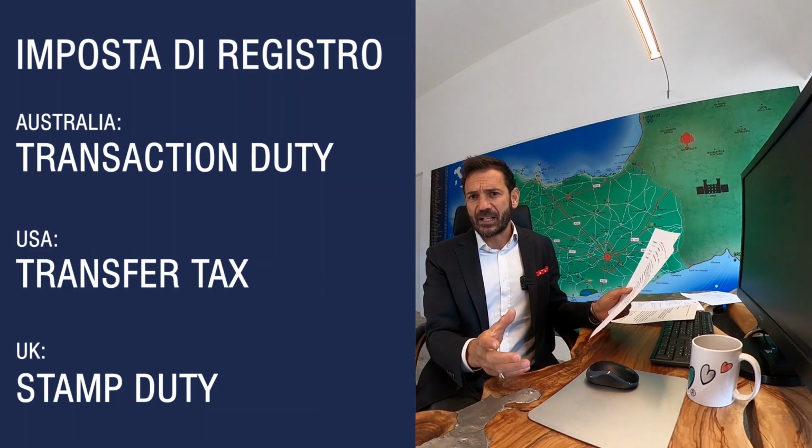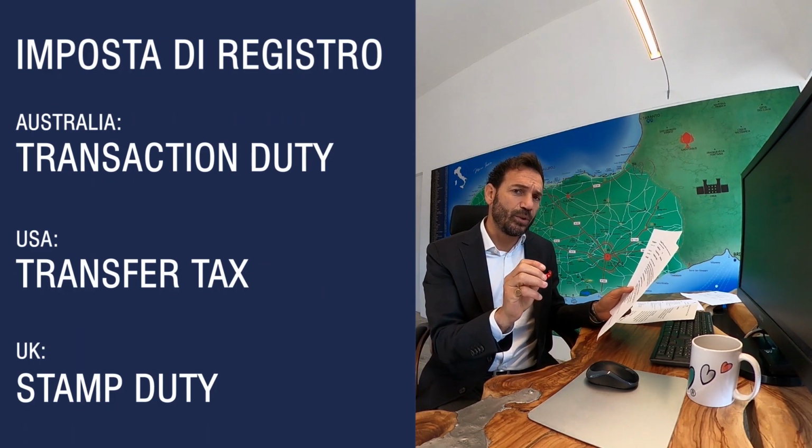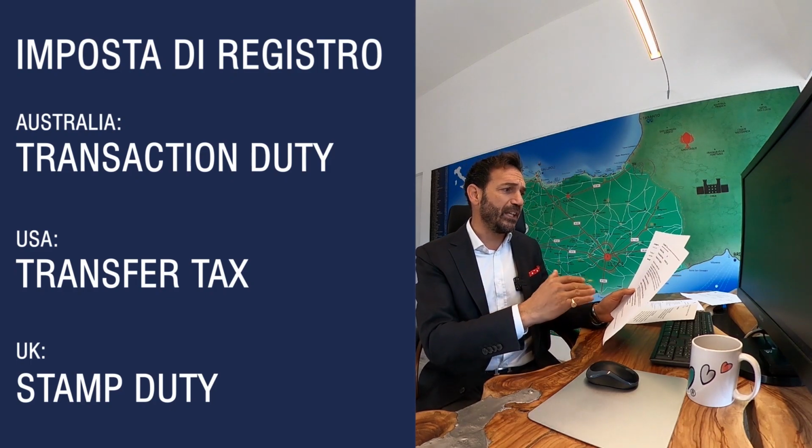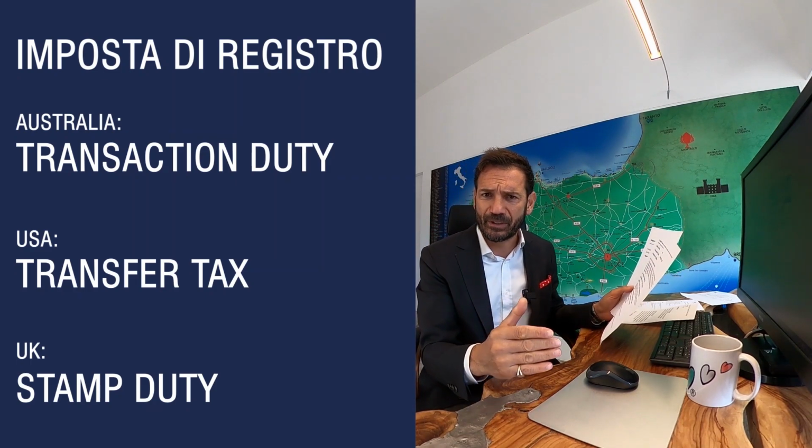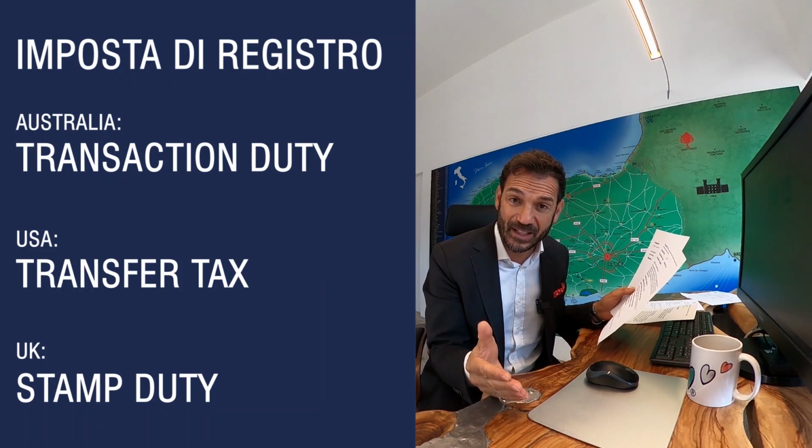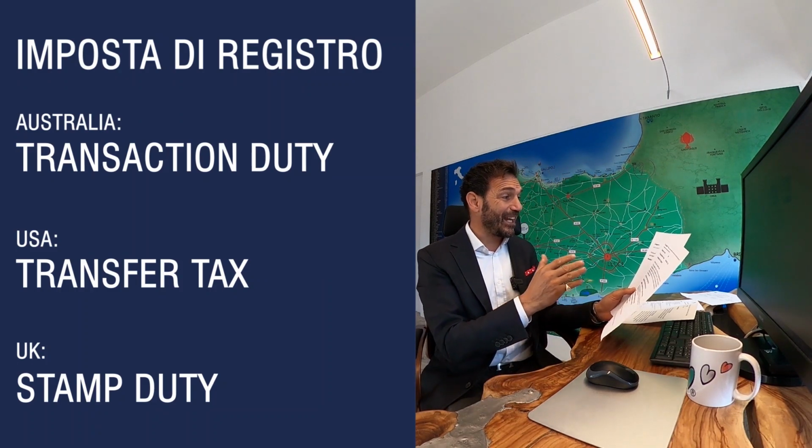And in the United States, in some states, it's very, very small or is not existent at all. And it can be up to, I think, probably around about 4 or 5% in some states. Or in some cases, it can actually be split between the buyer and the seller. But we're talking about Italy.